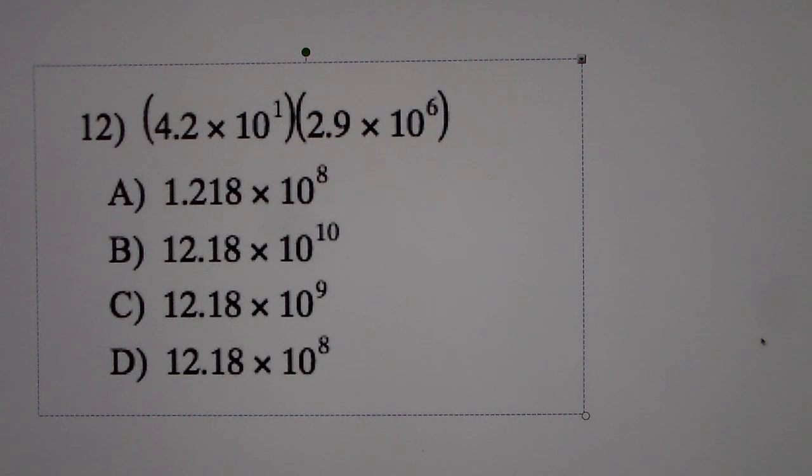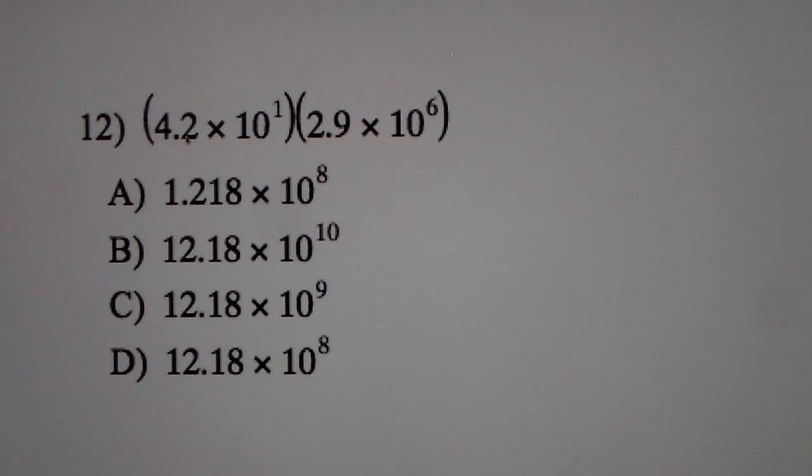Alright, so number 12. We have 4.2 times 10 to the first times 2.9 times 10 to the sixth. Well, what we want to do is change these so the powers are the same. So we need to change the times 10 to the power of 1. If we subtract 1, that means this turns into 420, so we're moving to the right. We got to actually move this to the left to change this 1 into a positive 6. We got to move it to the left 5 spaces.